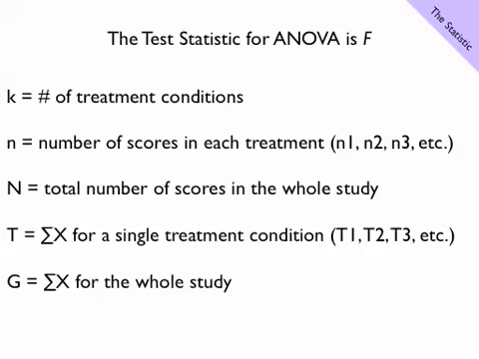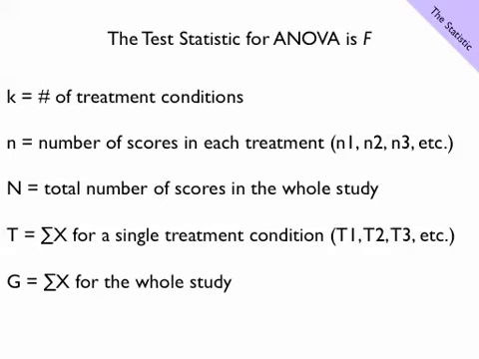In this case, we have the same number of scores in each treatment, same number of participants in each one, but that's not always true, and you can do ANOVAs where you have unequal groups, as long as they're fairly close to each other in numbers. Big N, then, is going to represent the total number of scores in the whole study. We have 5 in each group of 3 groups, so the big N has a total of 15.